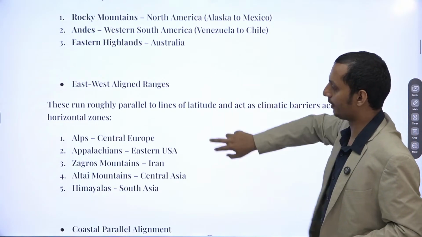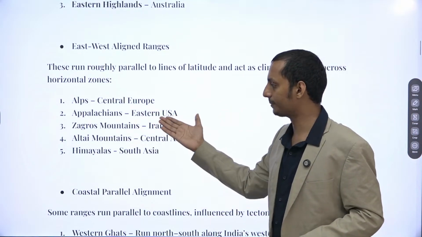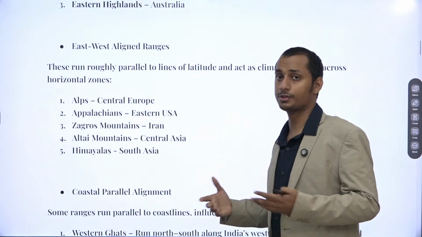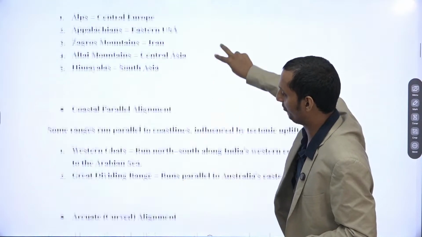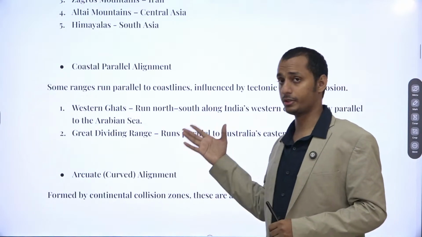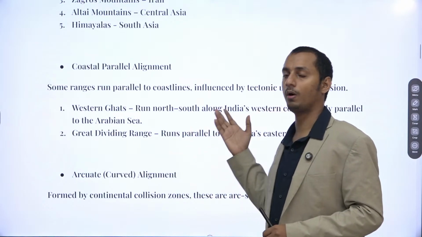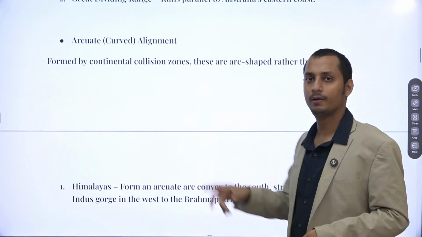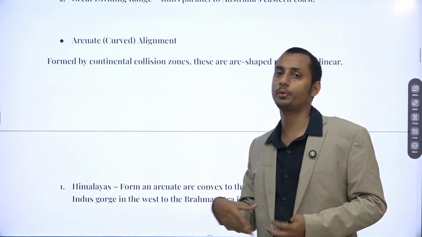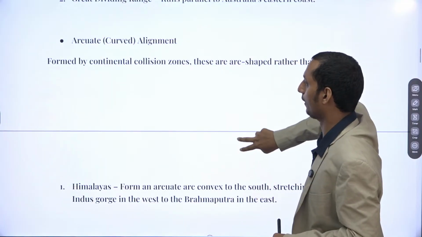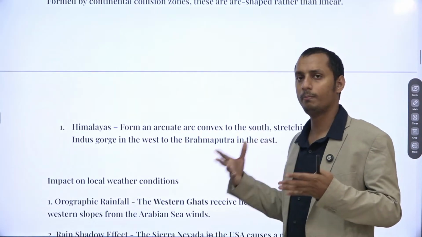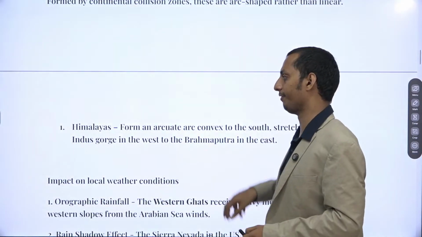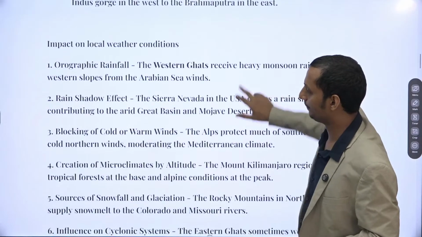Now, secondly, go for east-west alignment, such as the Alps, Himalayas, Altai, Appalachians, all these. Then you can go for the coastal parallel alignment, such as the Western Ghats and the Great Dividing Range of Australia. Then you can go for the curved one. Maybe the Himalayas are a bit curved, so you can also mention the curved alignment. So try to mention all these four kinds of alignments. Then what are the impacts?